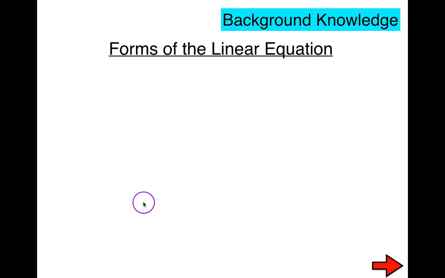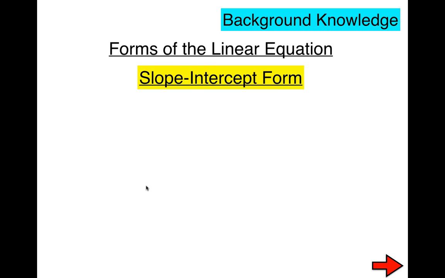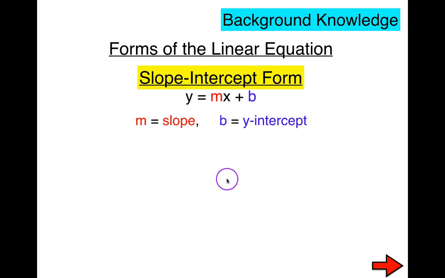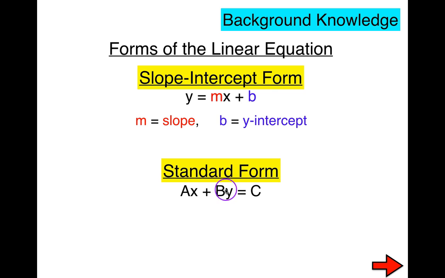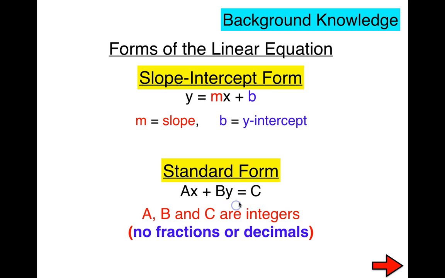So first, let's go over some background knowledge. We did learn two different forms of linear equations. The first one is slope-intercept form, which looks like this: y equals mx plus b, where m is your slope and b is your y-intercept. The one we learned from the previous lesson is standard form. Standard form looks like the following: ax plus by equals c, where a, b, and c are integers, which means they're not fractions, nor are they decimals.